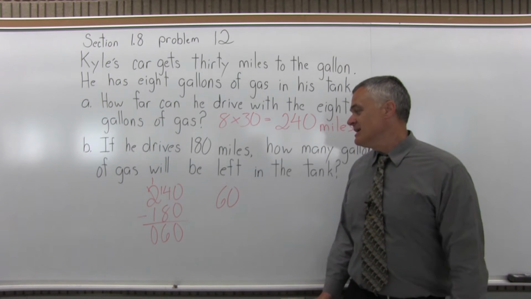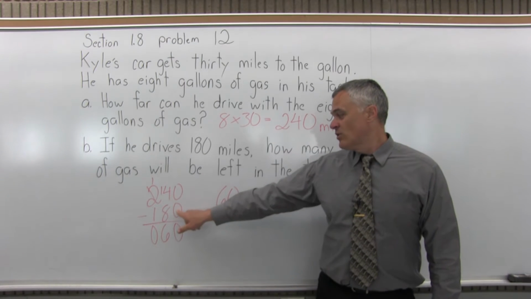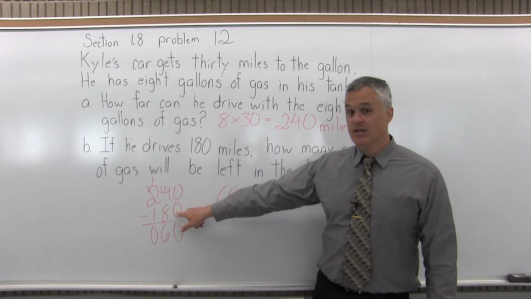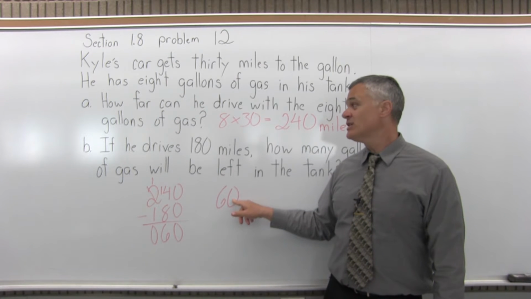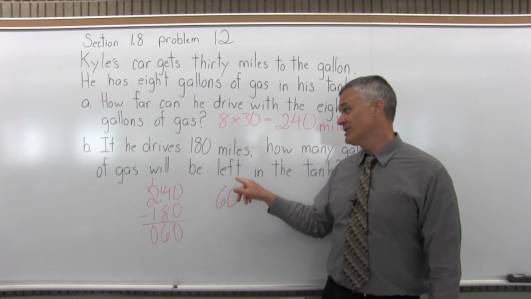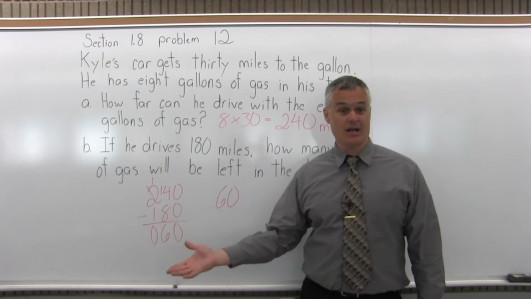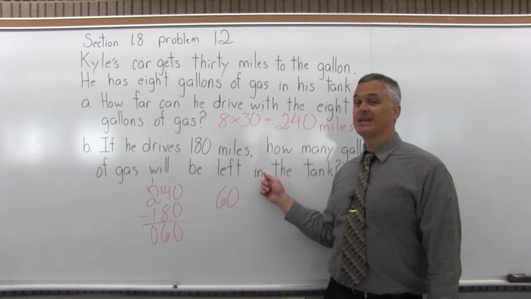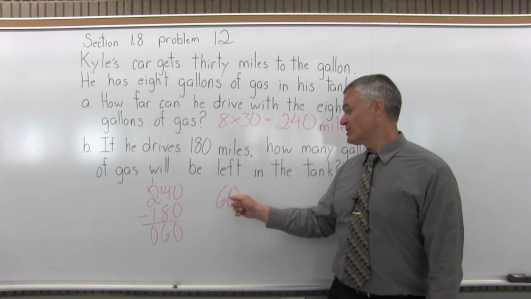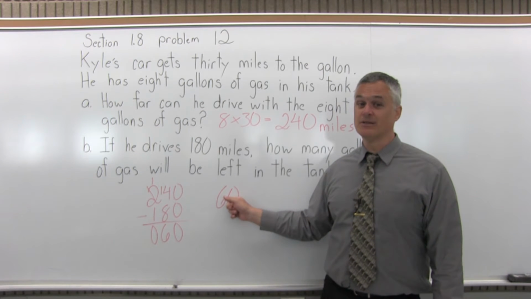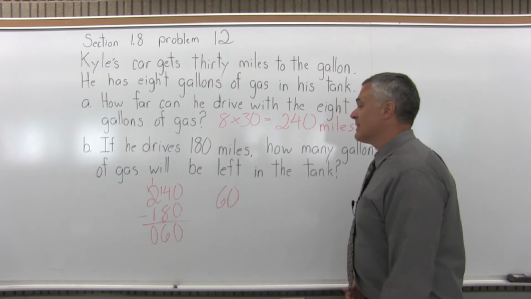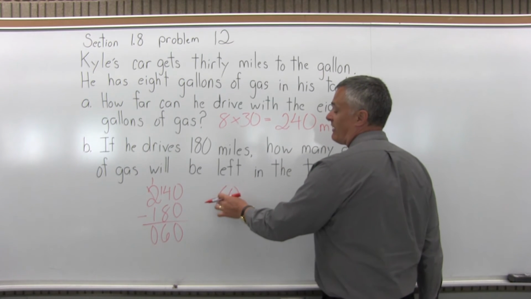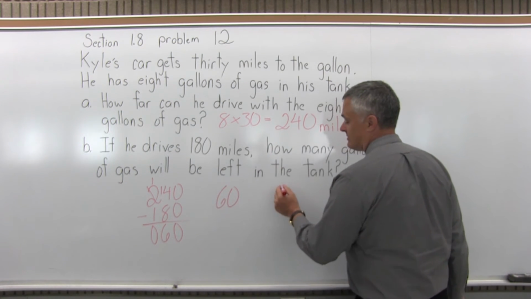So what that means is after traveling 180 miles, he can go 60 more miles before he runs out of gas. Now that's not the answer to the question yet. The question doesn't ask how many more miles can he drive. The question asks how many gallons of gas will be left in the tank. So it's true that he can drive 60 more miles, but how many gallons of gas are left in the tank?